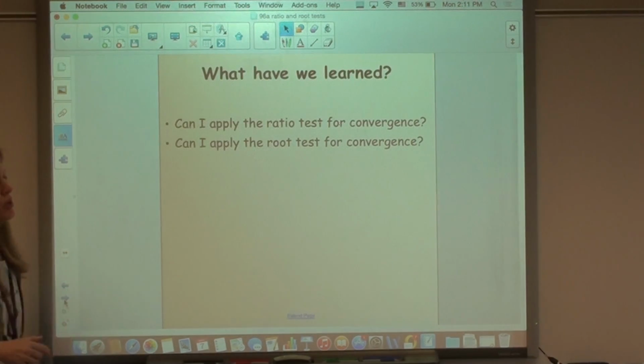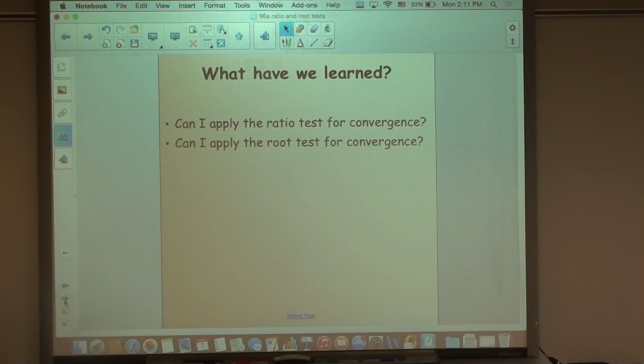Okay, so ratio test and root test are very similar in what respect? They both are limits as n approaches infinity. They both have the same results, right? Greater than 1 diverge, less than 1 converge, equal 1 inconclusive, right?